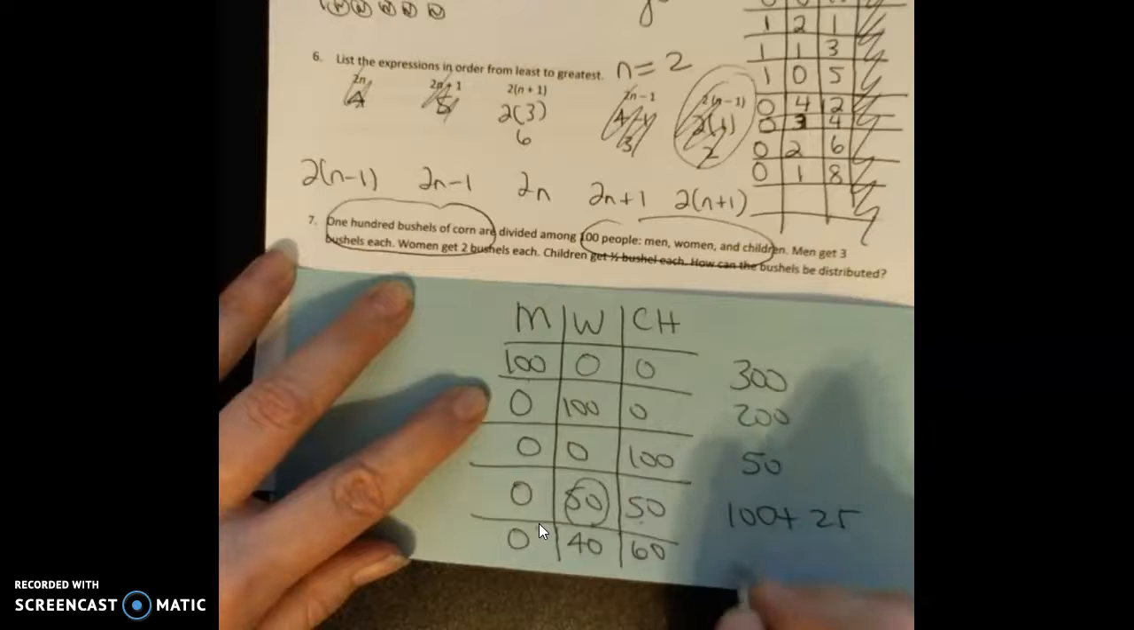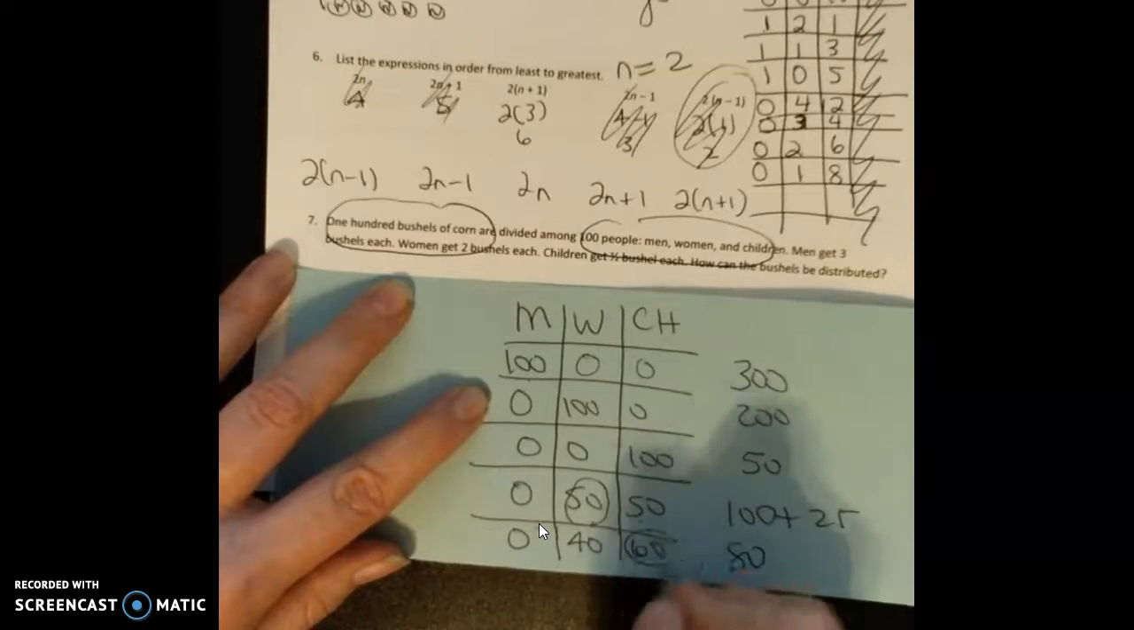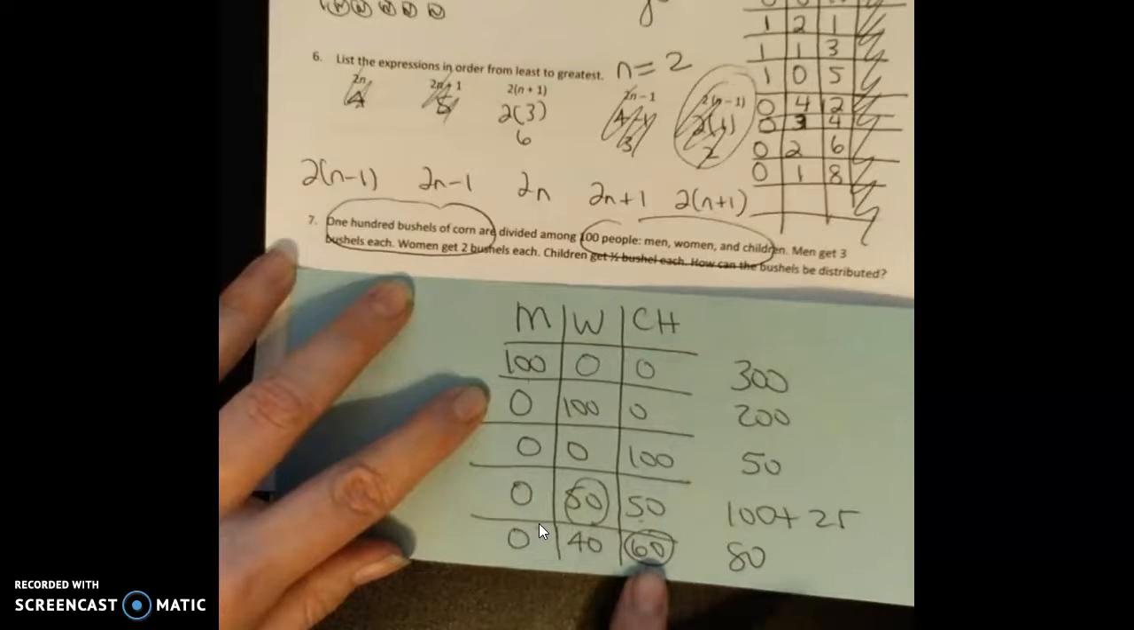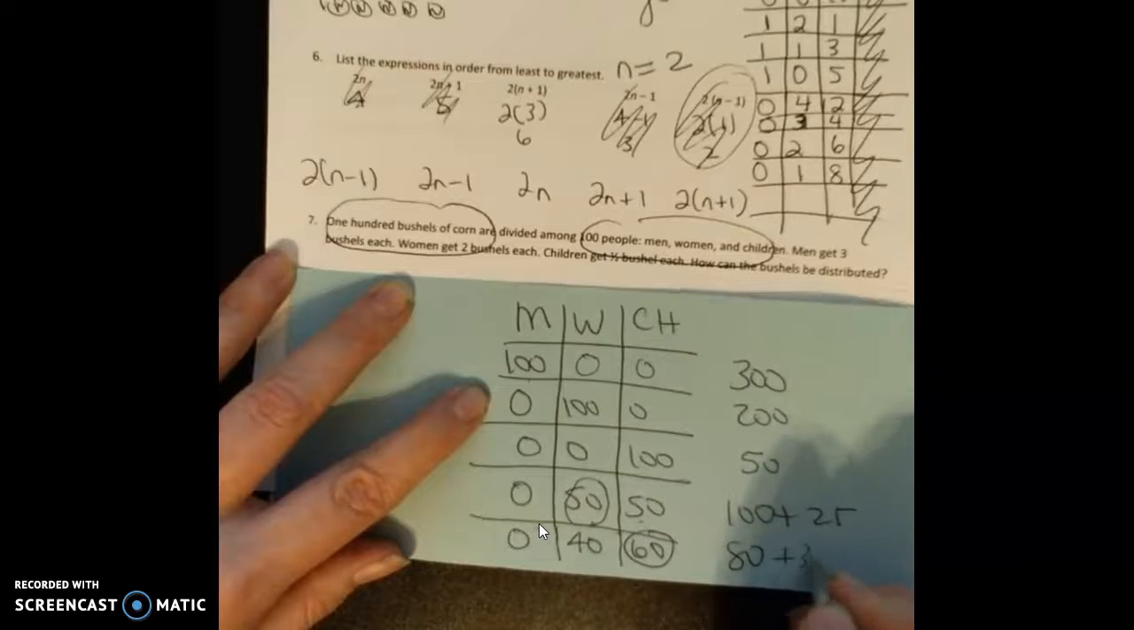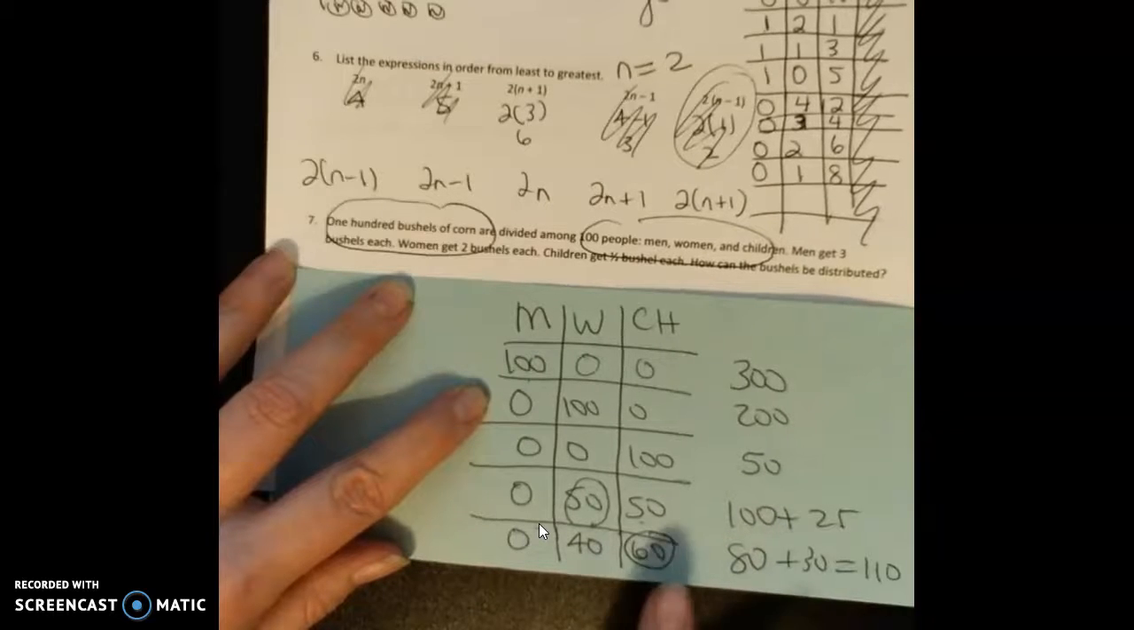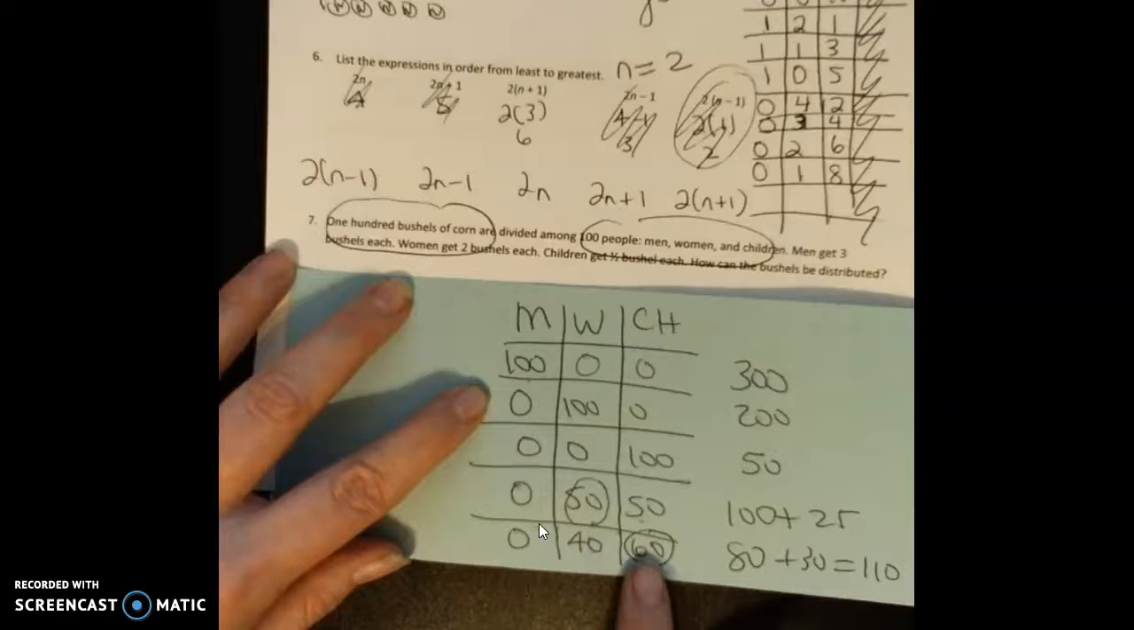So women get what? 2 bushels each, that's 80. And then children get 60, which half of that is 30. So I'm still at 110, which is a little high. Okay, so I'm still a little high.